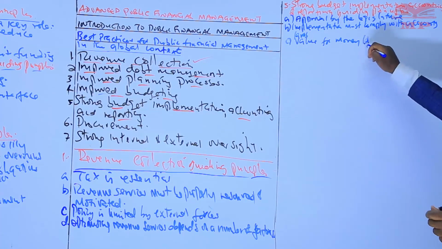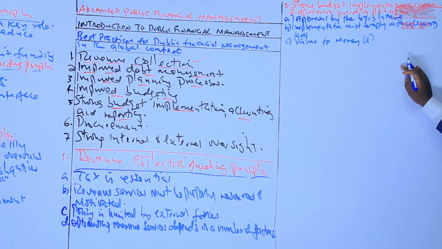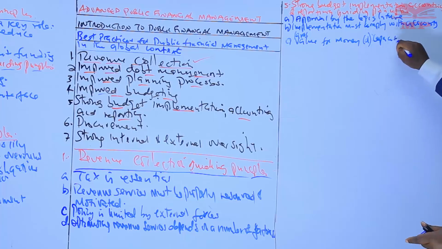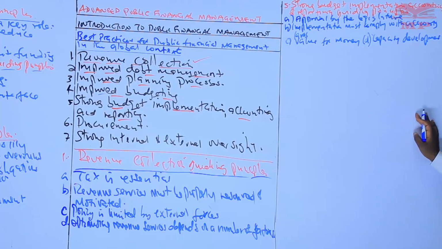Another point is that successful implementation requires capacity and capacity development. Implementation requires capacity development, especially training in modern public financial management techniques. So those who are to implement must be trained, must be developed.